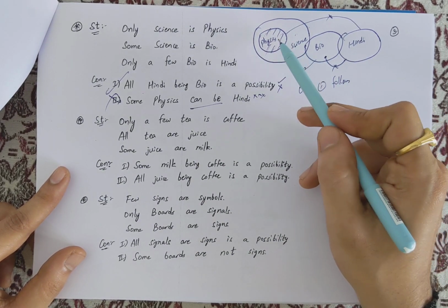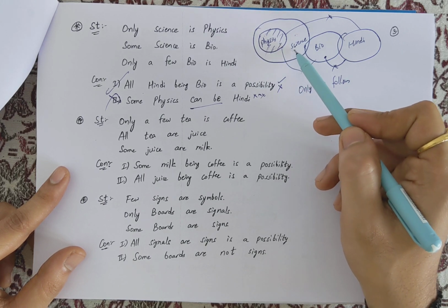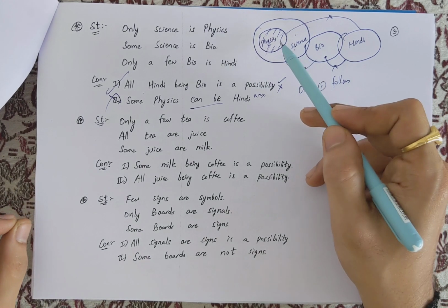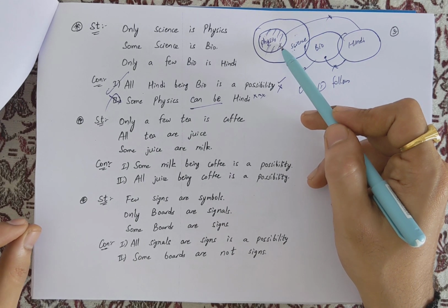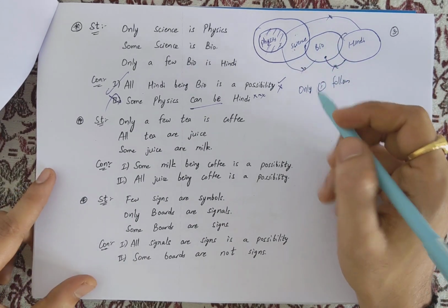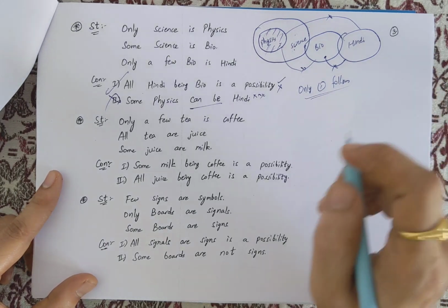See, only science is physics. It means that only science has authority over physics. No one else can have a relation or authority over physics. Hence the answer is only one follows.